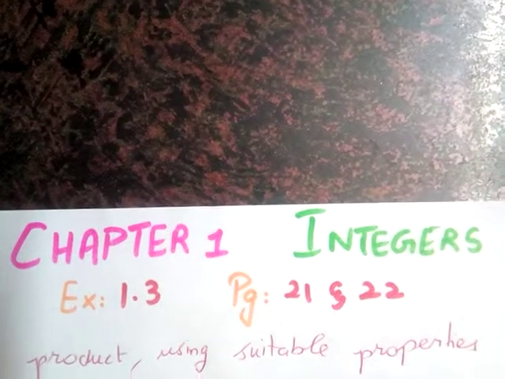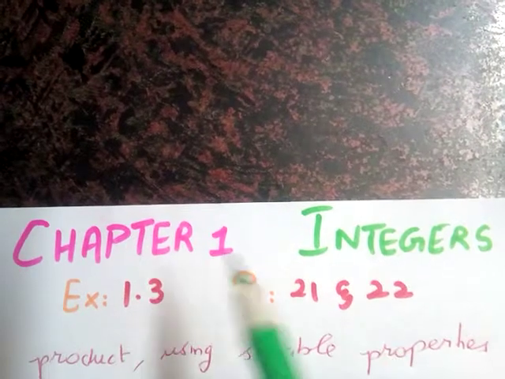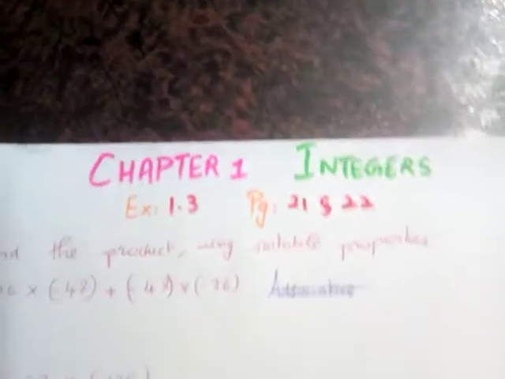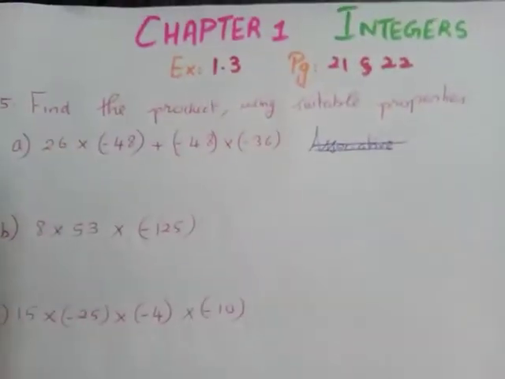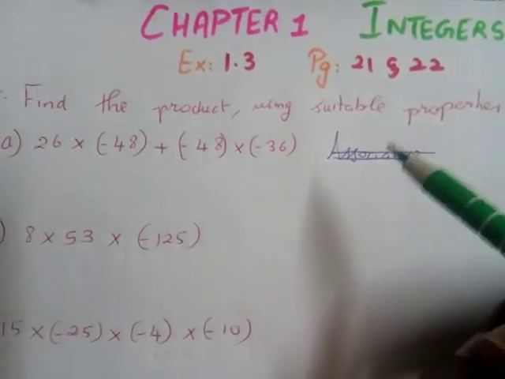Welcome all. In this video, we're going to solve the fifth question of exercise 1.3, page number 21-22, chapter 1, integers. Fifth question: find the product using suitable properties. So you have to use the properties that apply for each subdivision.